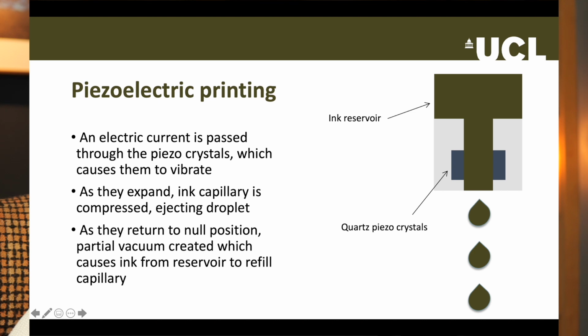Piezoelectric printers work slightly differently. A schematic of a piezoelectric printhead is shown on the screen in front of you. At first glance, the image is identical to that of the thermal inkjet printer we just discussed, and indeed they are very similar. The only difference is in how the droplets are produced. In this case, instead of heating elements beside the capillary, there are quartz crystals. Quartz crystals have the peculiar property of vibrating when an electric current is passed through them. This is why they are used in wristwatches, as the vibration is the basis of keeping time.